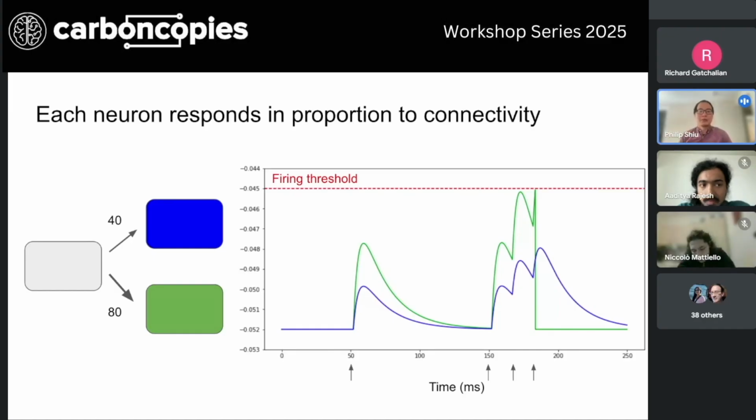And so given our particular assumptions, the green neuron will eventually hit the firing threshold. It will spike, and the green neuron will change the membrane potential of all of its downstream neurons.